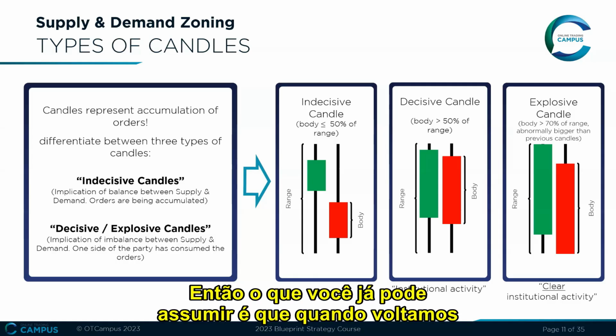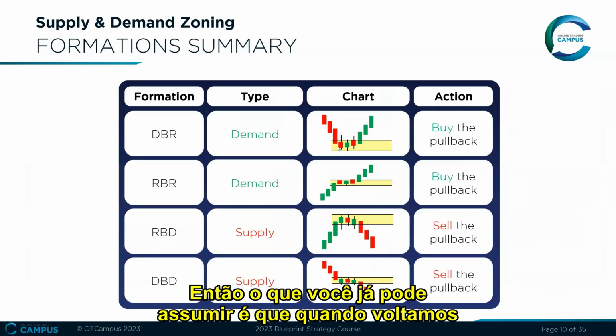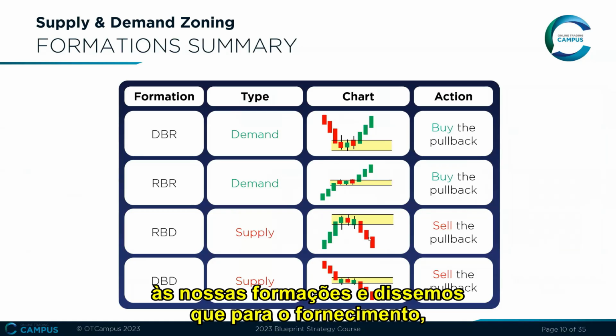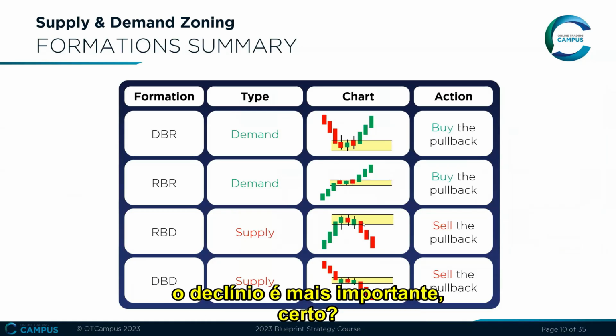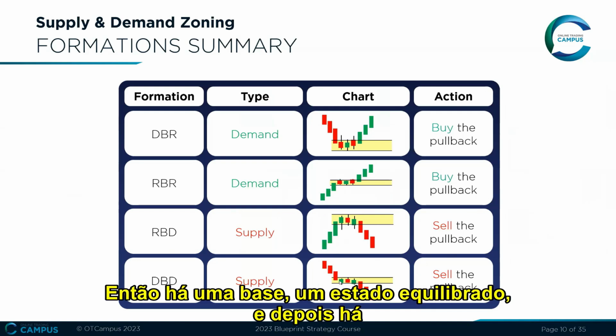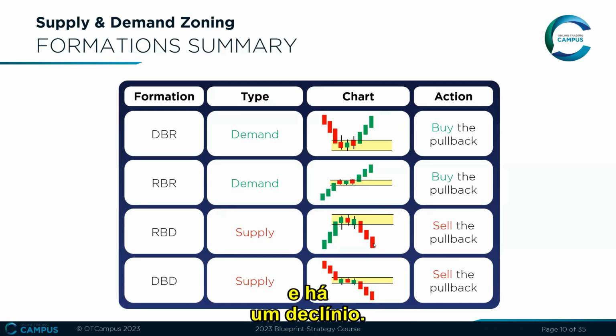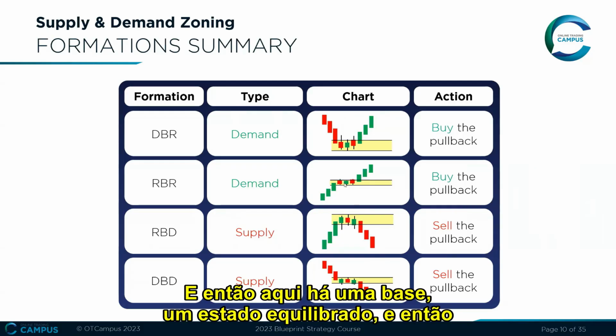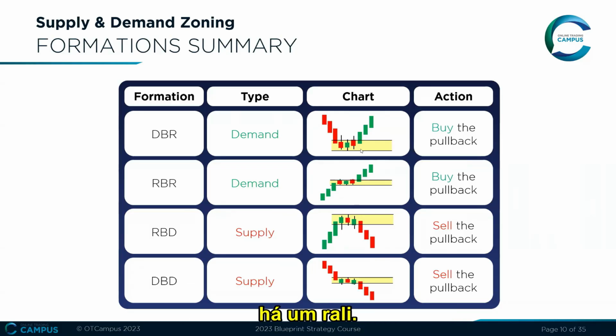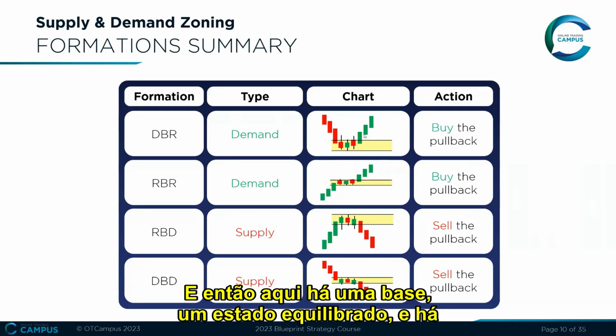So what you can already assume is that when we go back to our formations and we said that for the supply, the decline is most important, right? So there's a base, a balance state, and then there's a decline. And here as well, there's a base, a balance state, and there's a decline. And then here there's a base, a balance state, and then there's a rally. And then here there's a base, a balance state, and there's a rally.